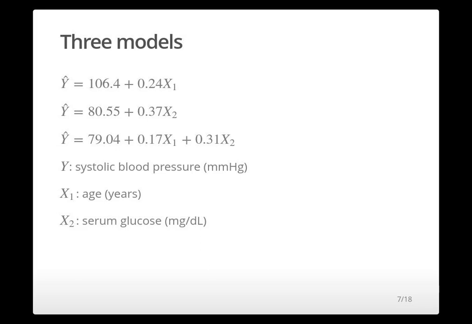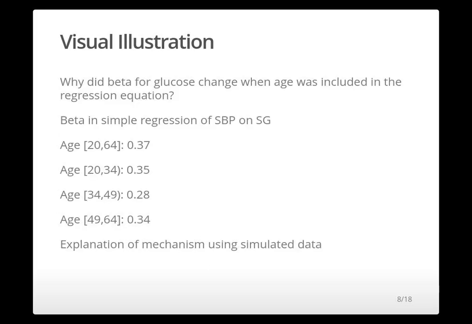This slide shows results of 3 regression analyses of systolic blood pressure. The first is on age only, the second is on serum glucose only, and the third is on age and serum glucose together. Note that the regression coefficient for serum glucose became smaller from 0.37 to 0.31 by incorporating age into the model.